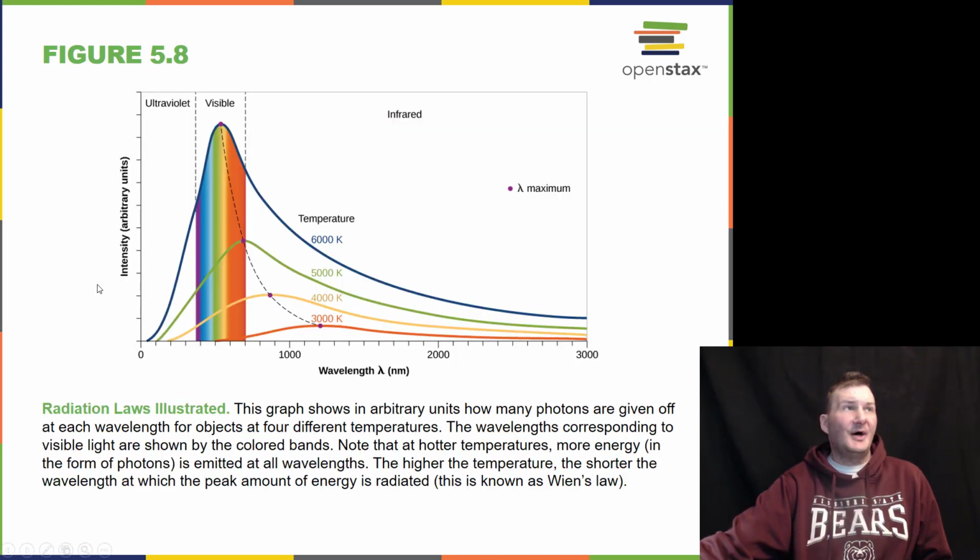So we have some laws that dictate radiation. This shows that hotter temperatures will peak at shorter wavelengths. So if a star is blue, it's very hot. And it's going to be seen in the visible, of course, but it also could be seen in the ultraviolet.